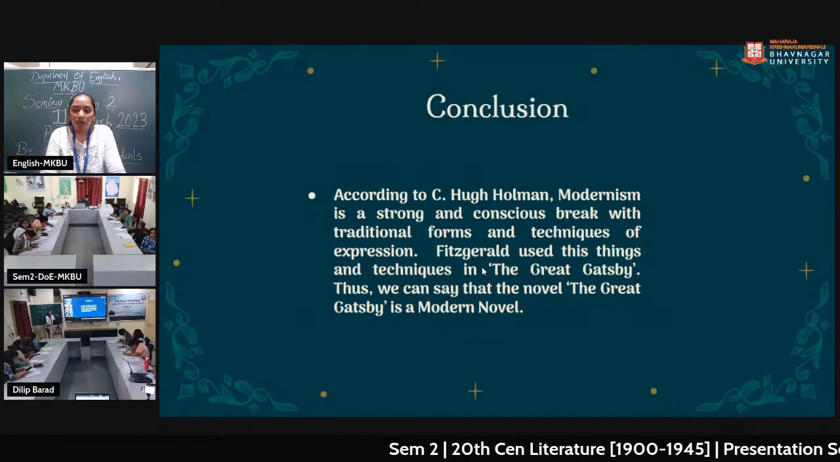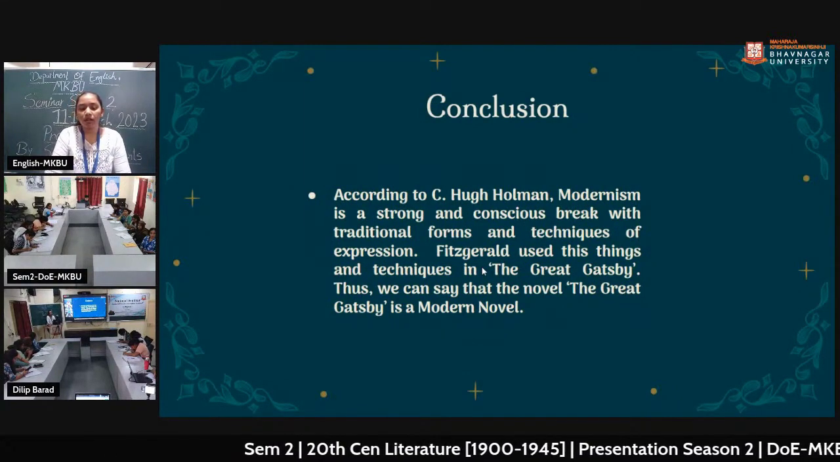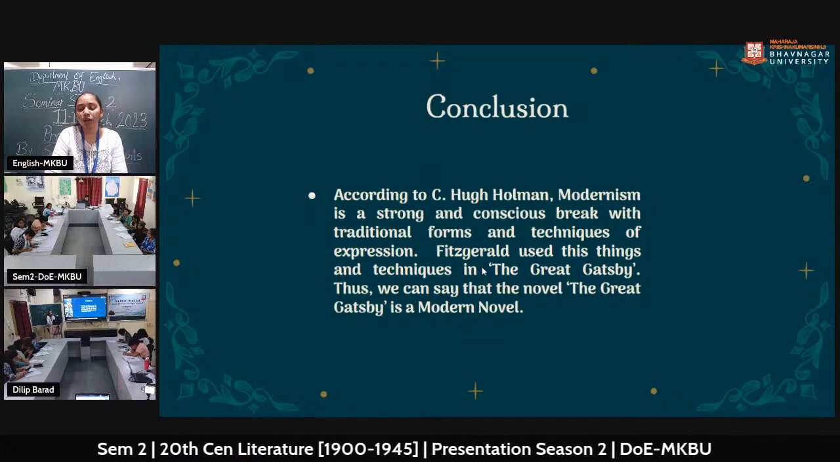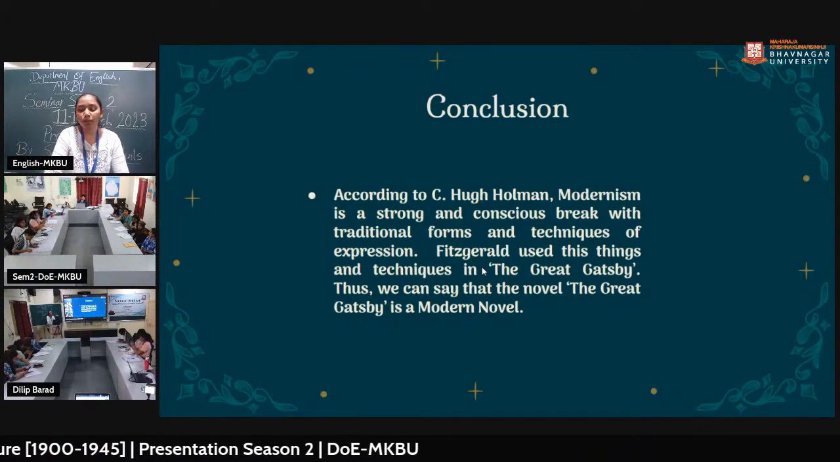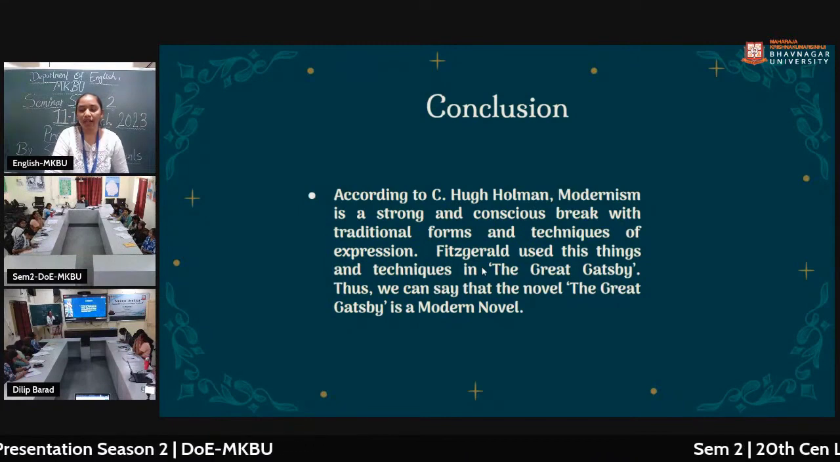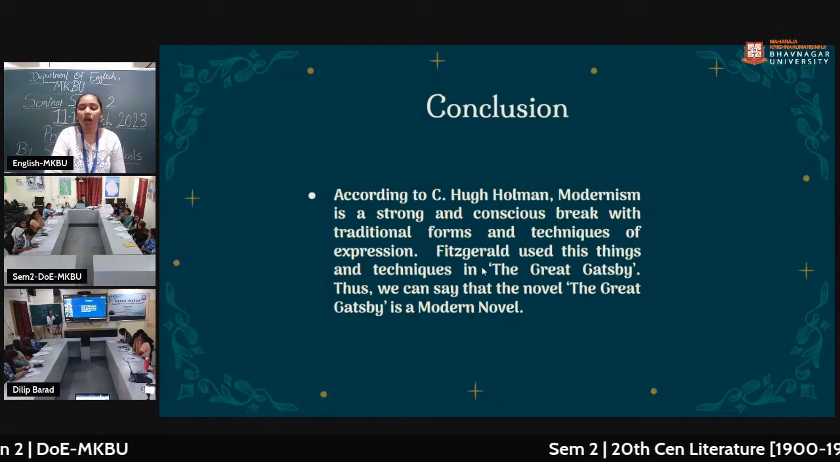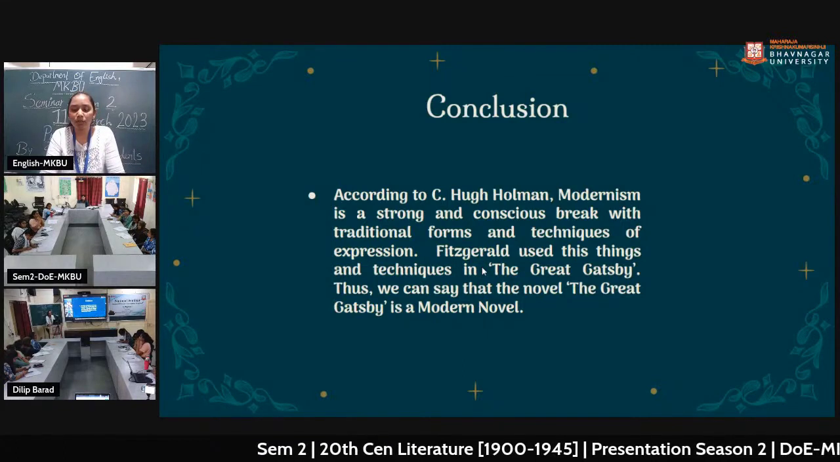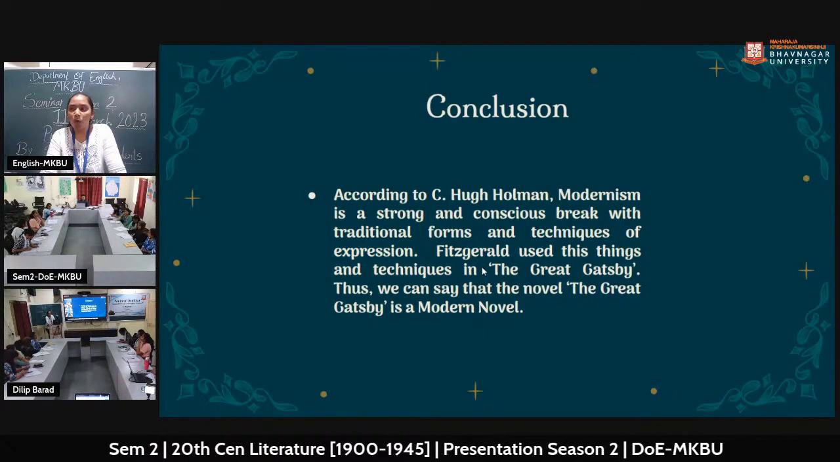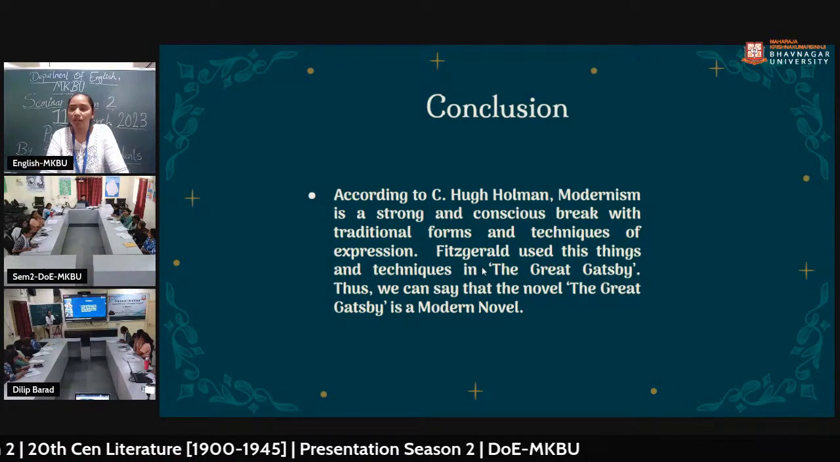So I conclude my presentation here. According to C. Hugh Holman, modernism is a strong and conscious break with traditional forms and techniques of expression. Fitzgerald used these things and techniques in The Great Gatsby. Thus, we can say that the novel The Great Gatsby is a modern novel.